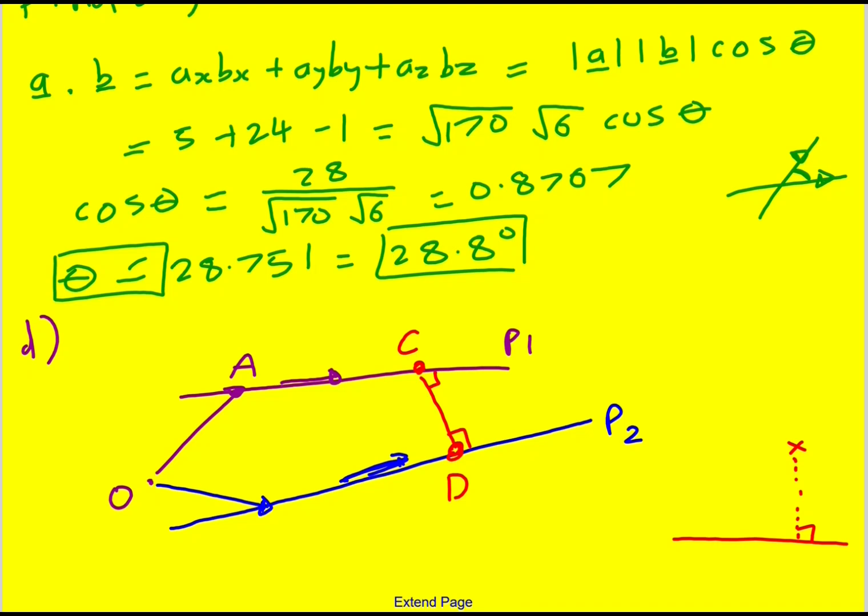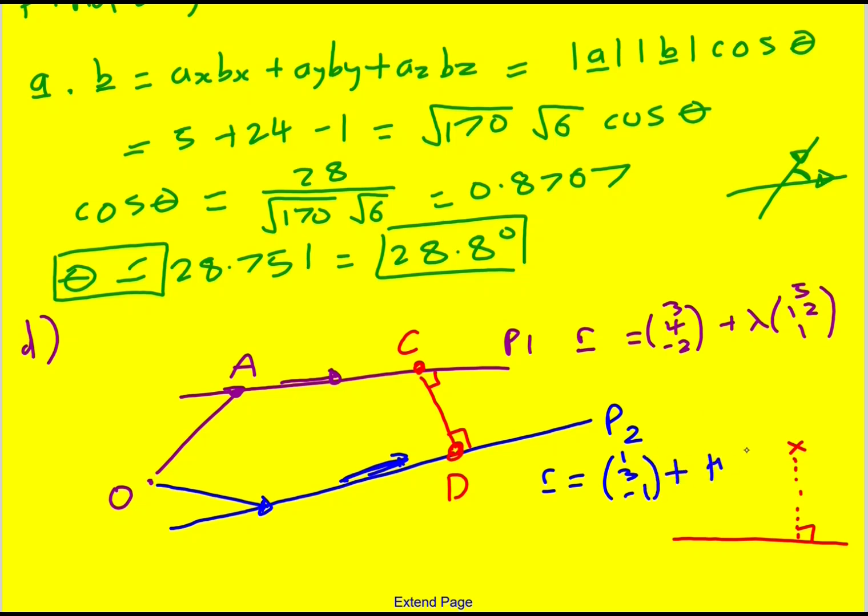So let's go for it. I'm just going to write down the vector equation of P1 again. It was (3, 4, -2) plus lambda (5, 12, 1). And then for P2, it was (1, 3, -1) plus mu. I'm going to stick with the (2, 4, -2) rather than dividing it by 2.